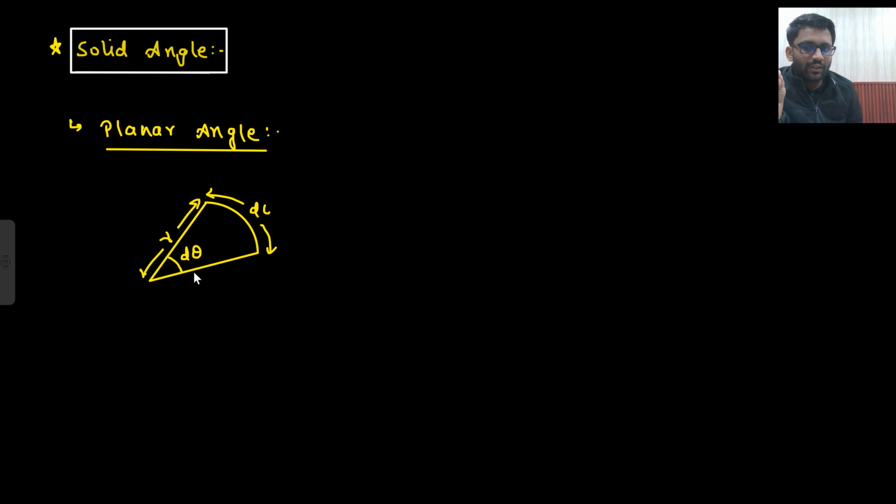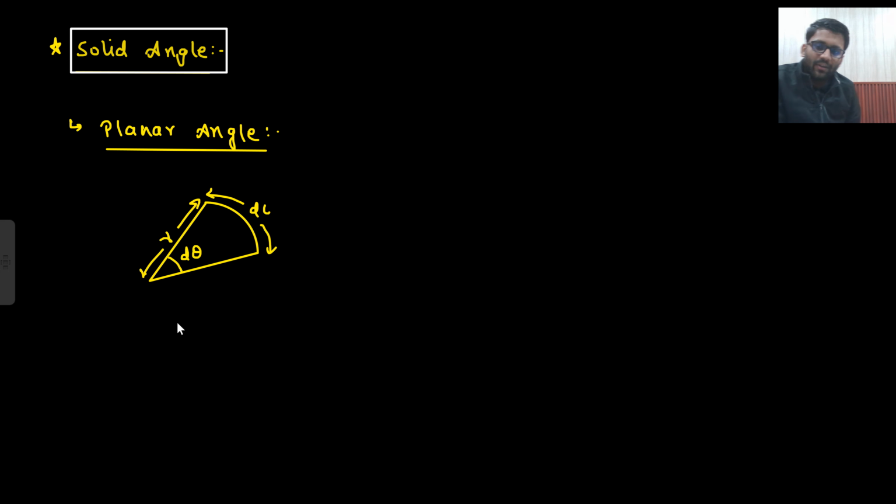So we already know what is a planar angle. This angle we have already seen. Like there is an arc. Now this arc could be having two radiuses. So basically, what is the angle between these two lines? This is the angle, right? d theta. This d theta is known as planar angle. So planar angle we already know. We need to study about solid angle.